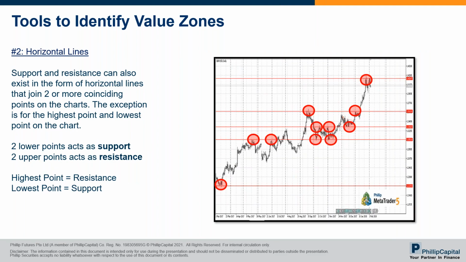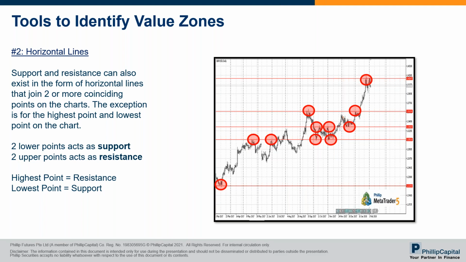The second one is through the use of horizontal lines. Whenever you are able to connect horizontal lines, connecting 2 or more coinciding points on the chart, right, this will form your support. Of course, there's no hard and fast rule. Some people will say that 3 points is the best, some people say more points are the best, but generally, as a rule of thumb, more than 2 points.